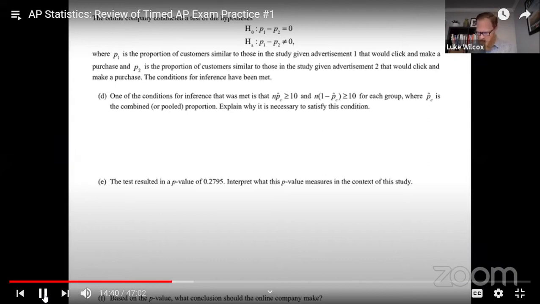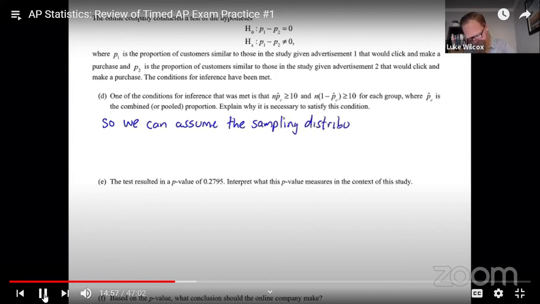So let's go ahead and start our answer here by saying, so, whoops, let's do this in blue. So we can assume the sampling distribution, and I'm going to be very specific here. The sampling distribution in this case is the sampling distribution of P1 hat minus P2 hat, which is the difference in sample proportions. And we're going to say that it is approximately normal.